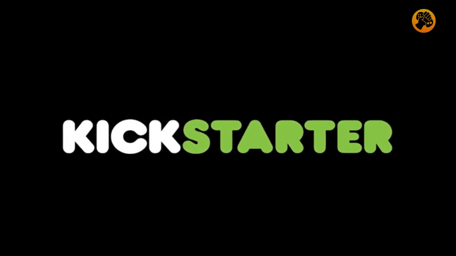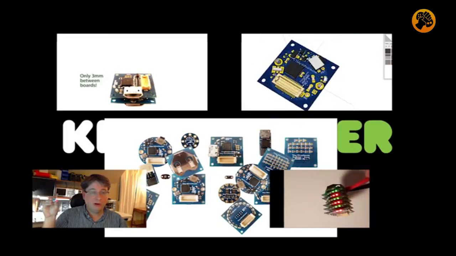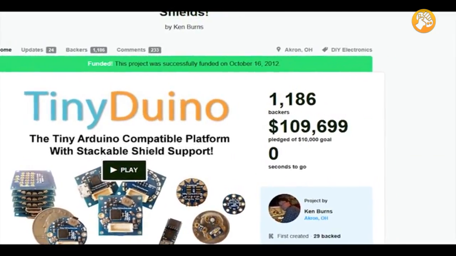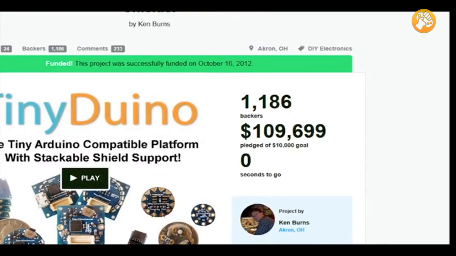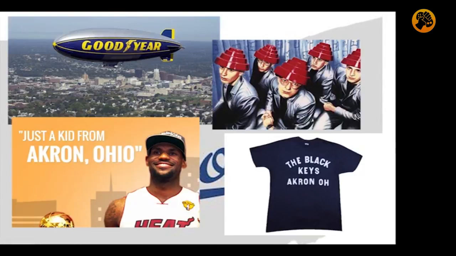We got our start 2 years ago thanks to Kickstarter. We launched the TinyDuino project in the fall of 2012 and hit our $10,000 goal in only 2 days. At the end of the month, we had blown away our goal by over 1,000%. This let us fulfill our dream of manufacturing locally in our hometown of Akron, Ohio.